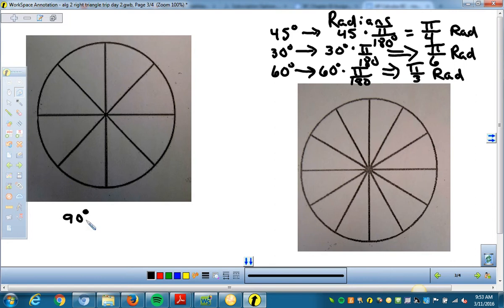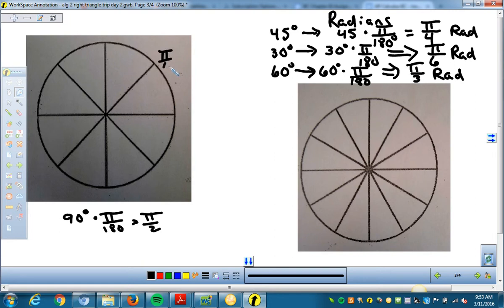And we'll do one more for 90. There's your pi over 2. So 90 degrees times pi over 180 is equal to pi over 2. All right, so now we're going to label these circles the same way. These are the exact same angles, just labeled differently, now labeled with radians. So we'll do the 45-degree one first. So we no longer call this 45, we call it what?